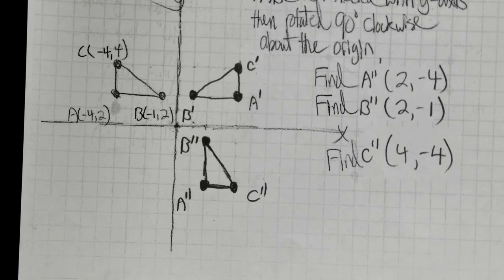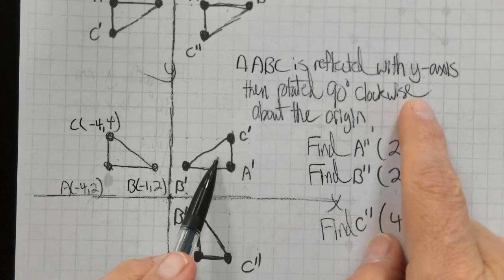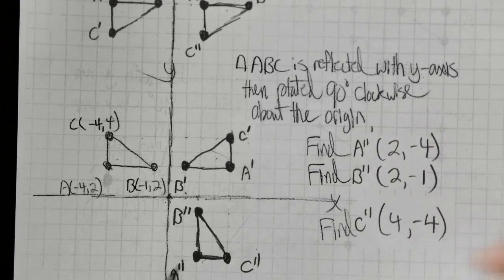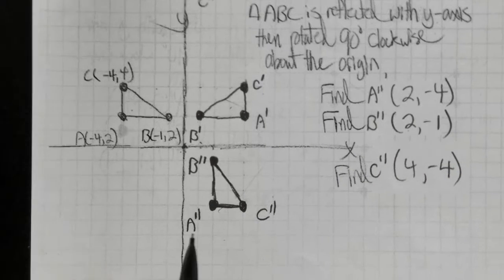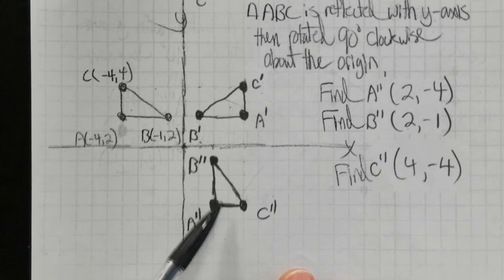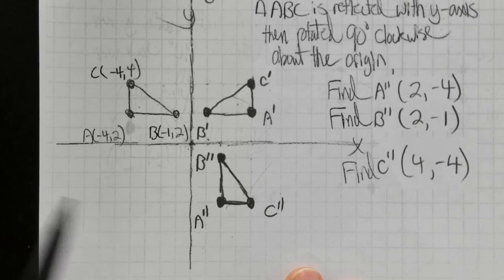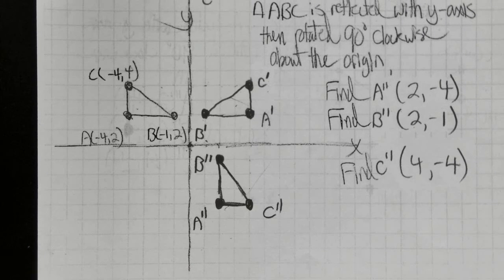So we have now done a composite transformation, reflection over the y-axis, rotated 90 degrees clockwise around the origin. All right? So once again, just to recap, composite transformations, doing 2 or in some cases possibly more movements. If we had another movement, a third movement to this triangle, then the resulting points would be triple prime points. All right? Okay, so that's it for this lesson.